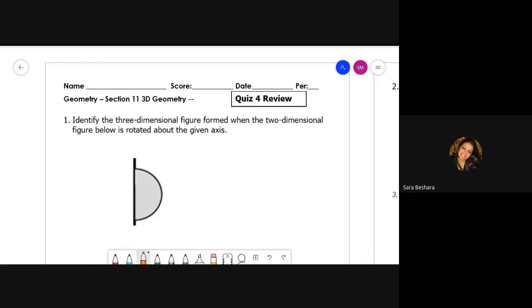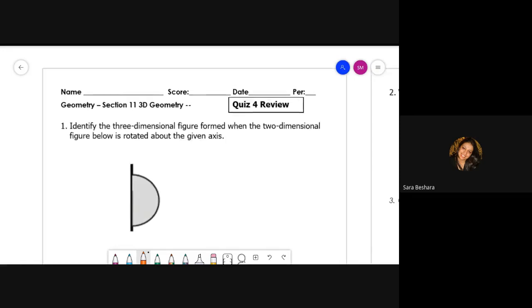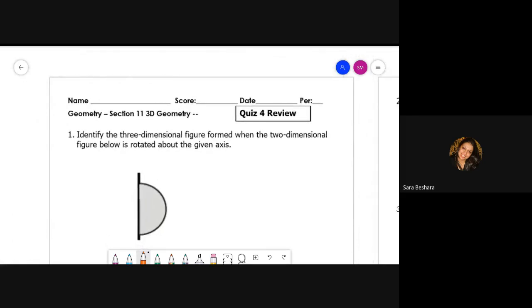This is the last quiz of this 9 weeks, and it is the last quiz of the year. This quiz is only on three topics, the last three topics of section number 11, which is similar figures, density, and cross sections. The quiz itself is only 5 questions. Each question is worth 5 points, for 25 points, and then 25 points for your work that you'll upload to the Google form.